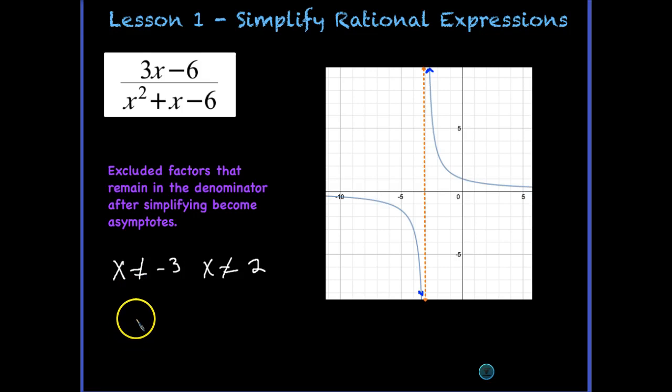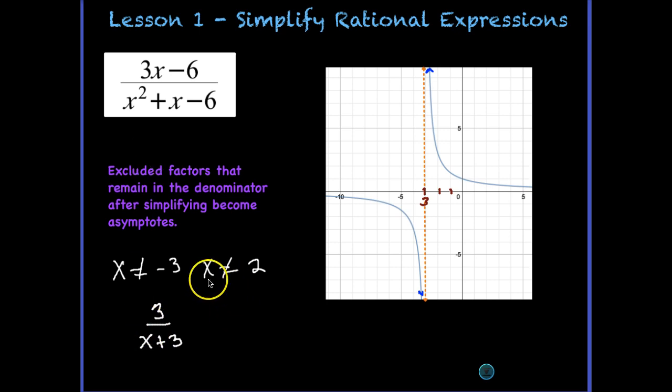So let's go ahead and write that down. We ended up with 3 over x plus 3. This is a factor that remained in the domain. Notice that at x minus 3, so here's 1 right here, and then we have 2, and then 3 is right where our asymptote is. This is where our asymptote is.